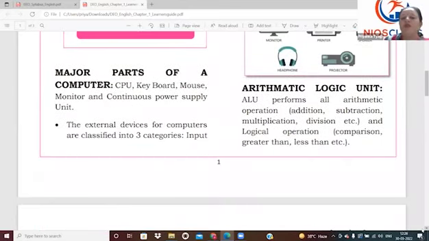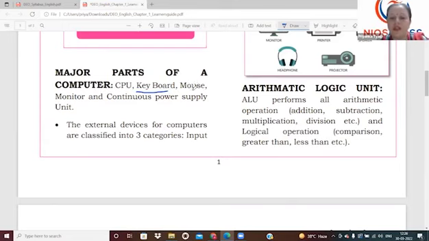Now there is certain other information regarding computer, like the major parts of a computer. First of all, the CPU, which we have already discussed. Second is your keyboard. Keyboard is a very important device by which we can input data inside the computer. If we want to type something, that typing work we can do with the help of the keyboard.